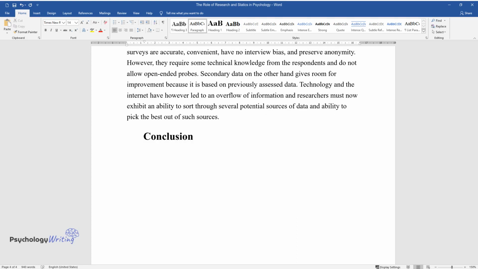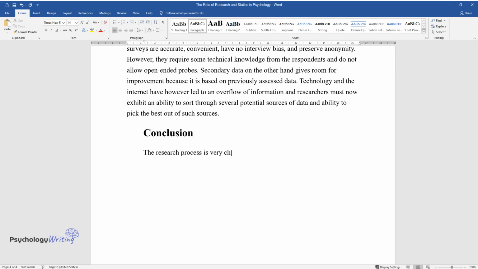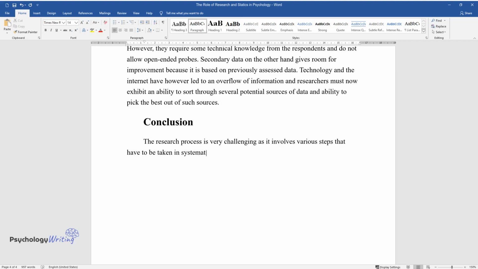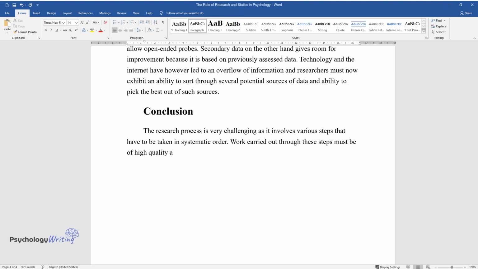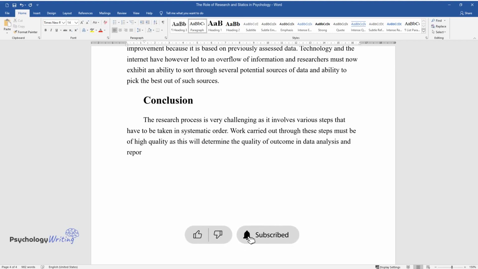Conclusion. The research process is very challenging as it involves various steps that have to be taken in systematic order. Work carried out through these steps must be of high quality, as this will determine the quality of outcome in data analysis and report. Efficiency in these phases almost guarantees accurate analysis of the data collected.